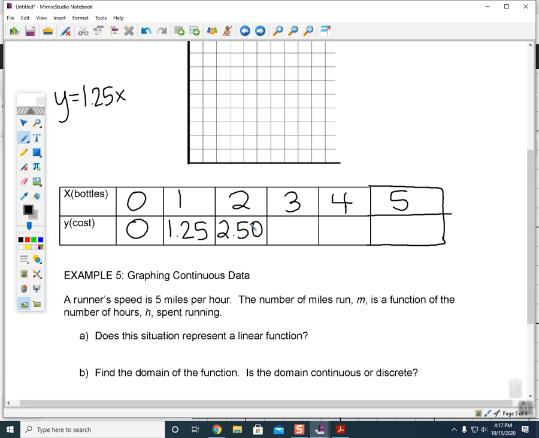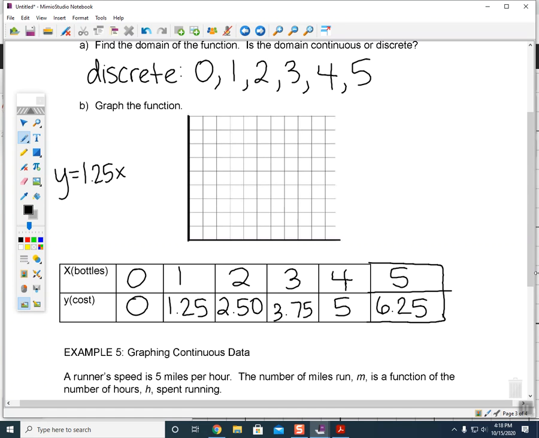3 bottles of orange juice, $3.75. 4 bottles of orange juice will give me $5. 5 bottles of orange juice will be $6.25. Right? All I'm doing is I'm taking my x value and I'm plugging it in, so I'm multiplying all of those by 1.25. Okay, so now I need to graph it.